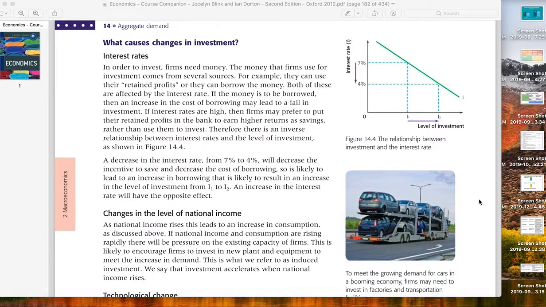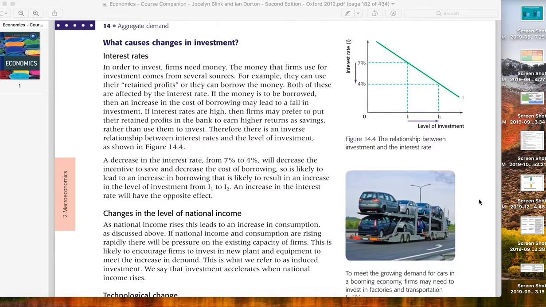Let's look now at what can cause a shift in terms of investment changing. Interest rates, more specifically. It's similar to the other one, the level of debt that you can take on, because it's linked directly to interest rates. Firms need money to invest in other resources like expanding, hiring staff, paying for marketing material, all of that cool stuff. They can use retained profits or they can borrow money. Both of these are affected by the interest rates.